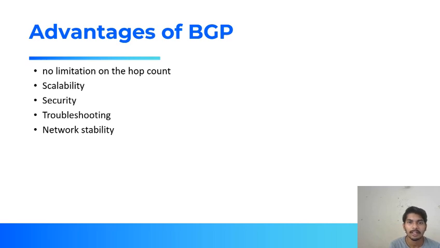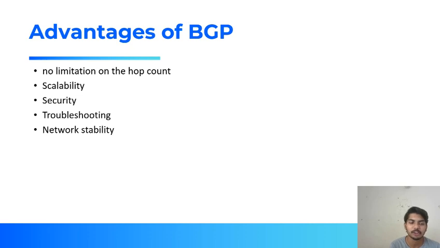Now let us conclude this session by discussing the advantages of BGP. Here are some examples of the advantages of BGP. The first one is there is no limitation on the hop count, unlike RIP. And the second one is scalability. BGP allows the internet to handle the increasing number of connected devices and networks.